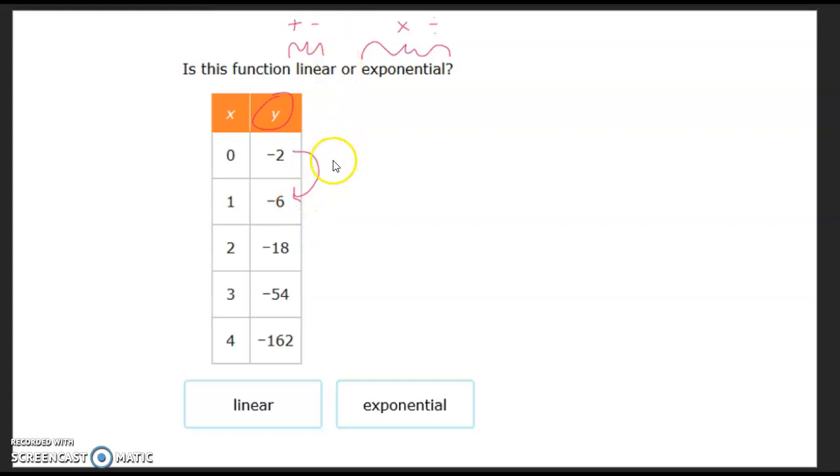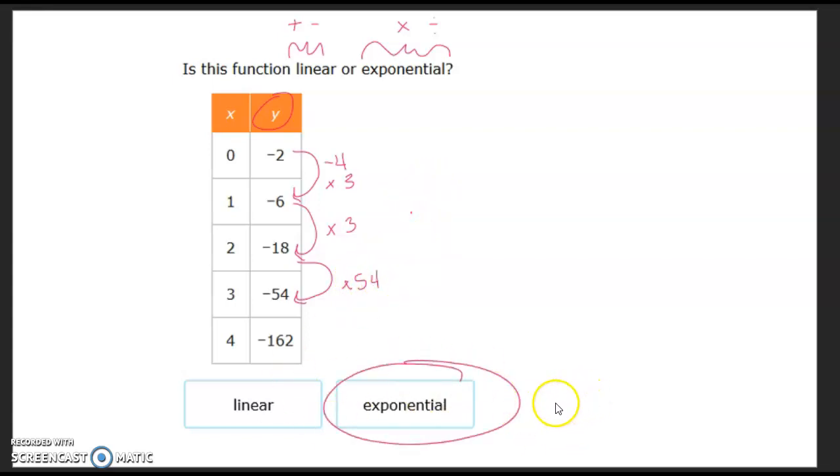So 2 different things could have happened. We could have subtracted 4 or we could have multiplied by 3. We're not really sure what's happening, so let's try either one. How did we get from negative 6 to negative 18? Can we subtract 4 again? No, because that won't give us that. But we could also multiply that one by 3. So that one looks like it's working. Let's just make sure it works again. Negative 18 times 3 is negative 54.